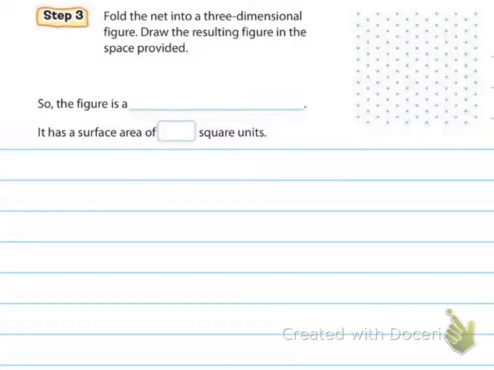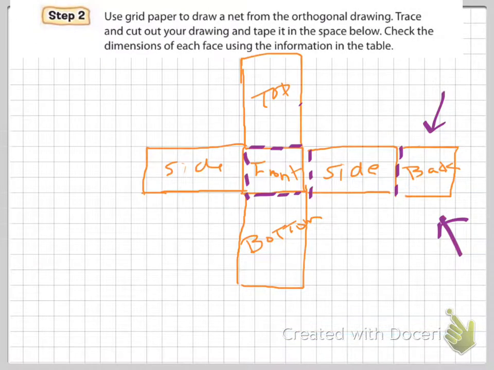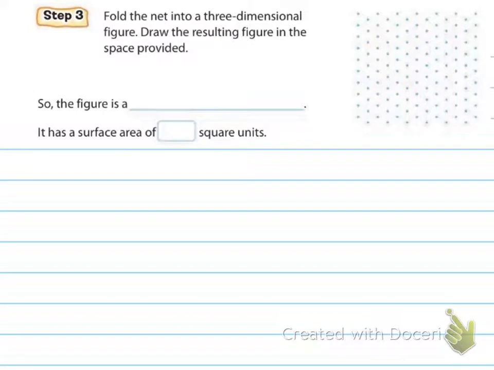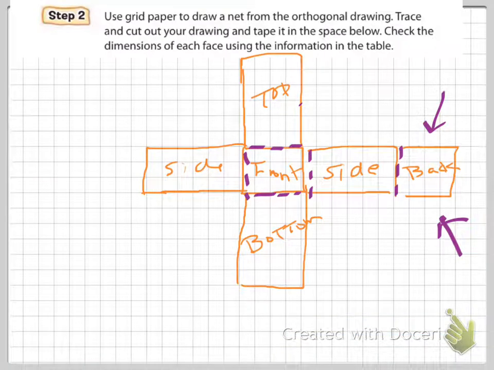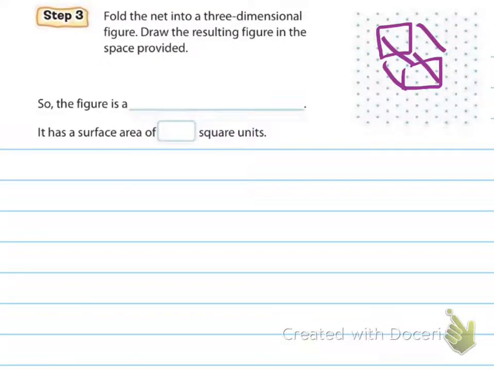Alright, step 3 says fold the net into a 3-dimensional figure and then draw the resulting figure in the space provided. So if you folded on these dotted lines, you would have basically this is this, and here's our amazing 3D shape. Okay, well, let's go with it. Okay, so, you know, it's a longer narrow box is what we're really talking about. Maybe like a shoebox kind of shape. Okay, so the figure is a rectangular prism.